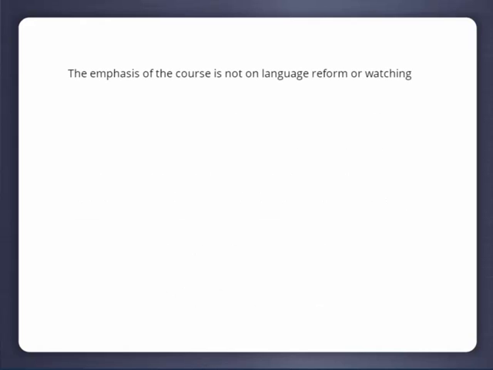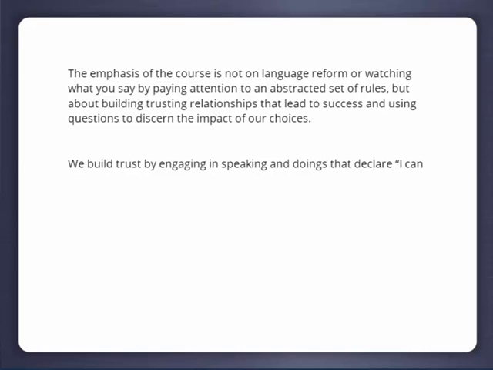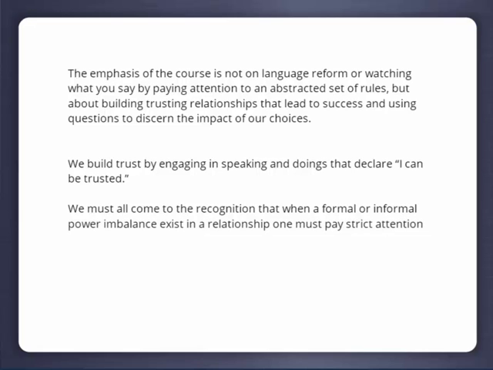The emphasis of the course is not on language reform or watching what you say by paying attention to an abstracted set of rules, but about building trusting relationships that lead to success and using questions to discern the impact of our choices. We build trust by engaging in speaking and doings that declare, "I can be trusted." We must all come to the recognition that when a formal or informal power balance exists in a relationship, one must pay strict attention to setting boundaries on one's behavior.